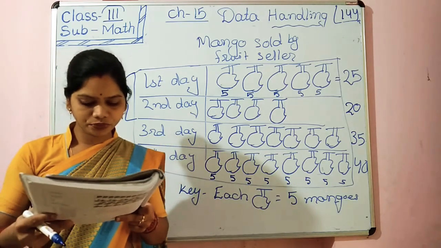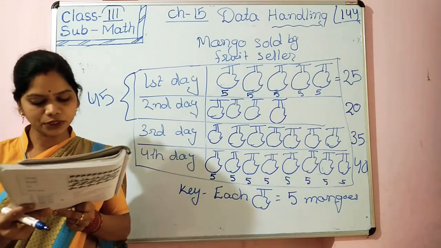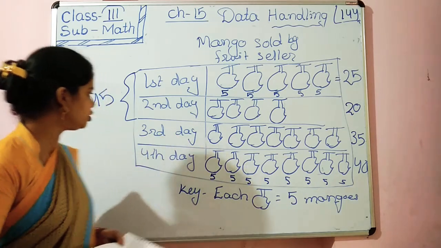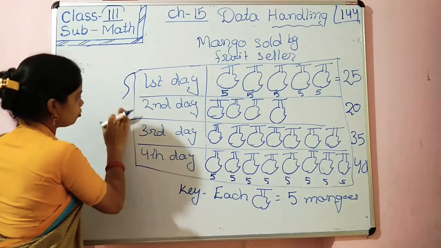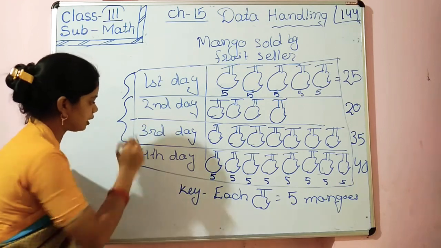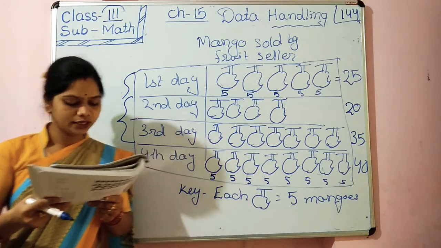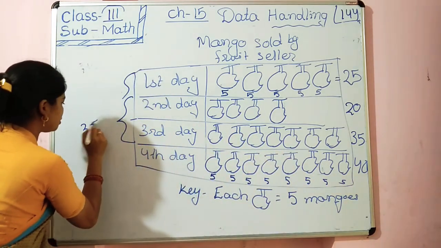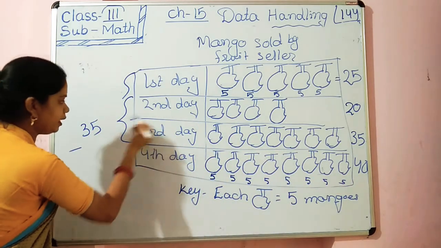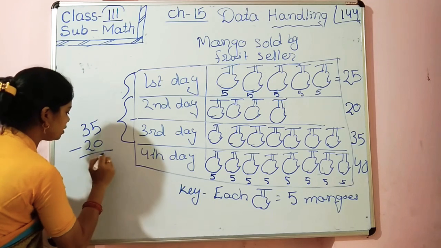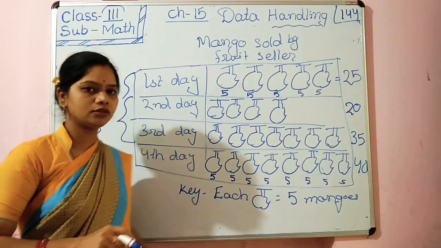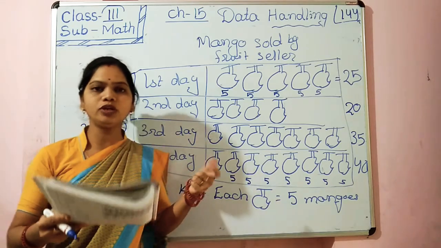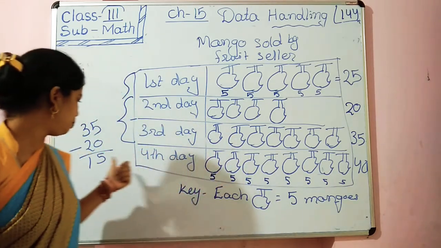Okay. Then what is the difference between the number of mangoes sold on the third day and second day? On the third day how many mangoes sold? 35. Difference मतलब क्या? Minus second day 20. What is the difference? 15. You have to write the difference between the second and third day is 15.